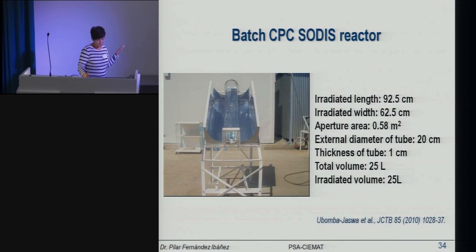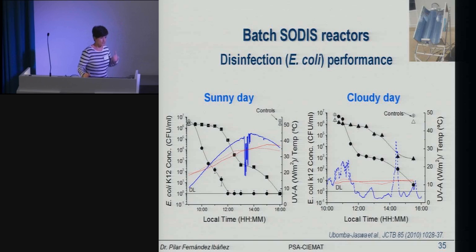So we developed this and we tested it in Almeria at our institute and also in Uganda. And here you can see the behavior of disinfecting water. The two lines compare a 2.5 liter tube and a 25 liter big tube. And here you can see similar behaviors in terms of the slopes. And then at the end of 6 hours of treatment, we get to the detection limit for sunny conditions and a log reduction in cloudy conditions.